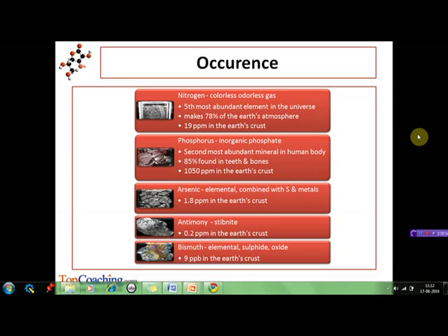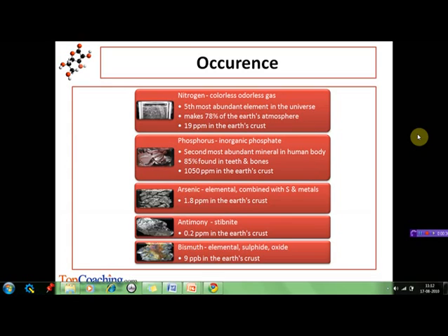Now let's have a look at the physical state of these elements, in which these elements usually occur on the earth, the various forms in which they are found, and their abundance in the earth's crust and the earth's atmosphere. The first member of this group is nitrogen. It is a colorless, odorless, inert gas. It is the 5th most abundant element in the universe, and it constitutes around 78% of the earth's atmosphere. Its abundance is 19 ppm in the earth's crust.